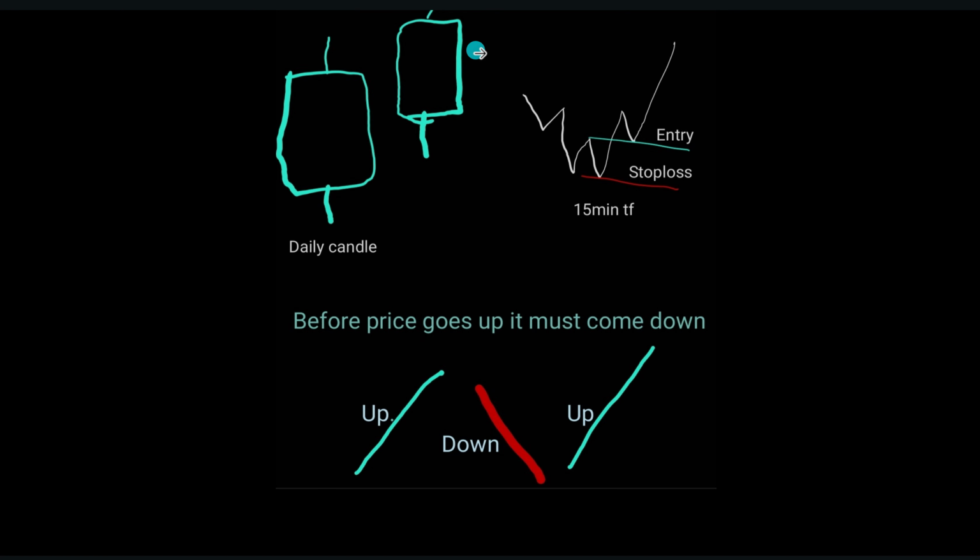And the goal is not to try to catch the whole entire move. We just try to catch the main move of the day. So I aim for 1%, 1.30%, and 1.7%. These are guaranteed easy targets that price will always go to, especially if you're in the right direction.